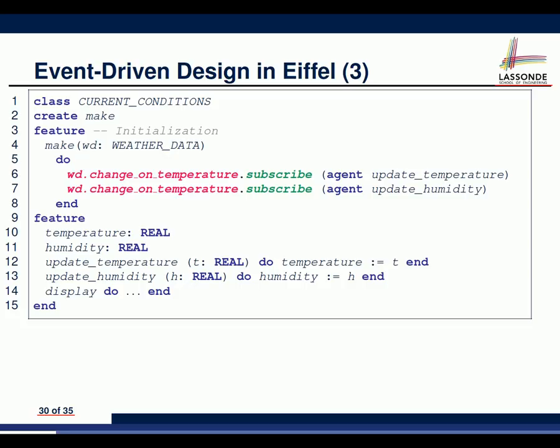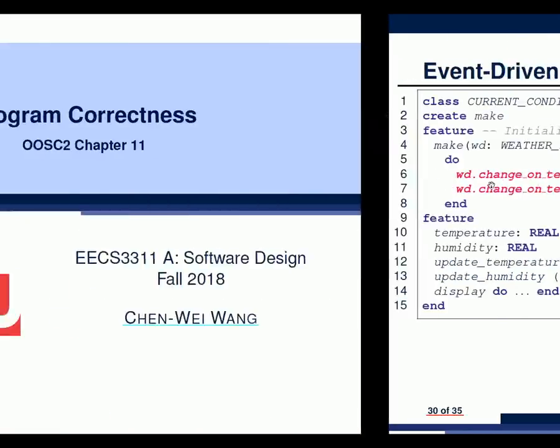Yeah, exactly. So now, the question was, let's imagine how do we implement, let's say, forecast? The forecast only worries about the pressure. Let's say we have a class forecast over here, and then we'll simply say wd.change on pressure.subscribe, and the agent, and there was an update pressure. That's what we would say, right? And now, there are more than one observer observing the pressure, for example, statistics and also the forecast. So how can they be handled?